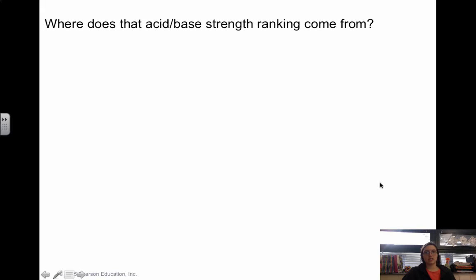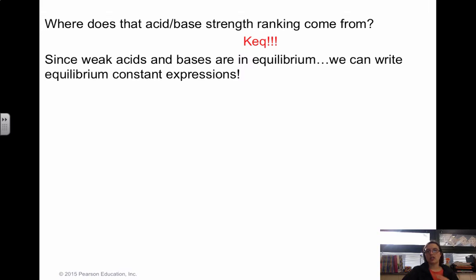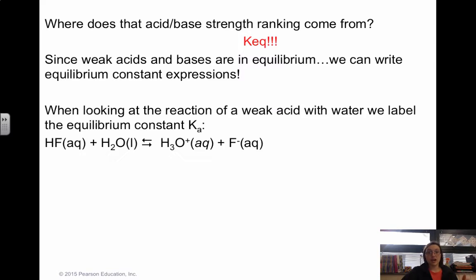It only partially dissociates. So where does this acid-base strength ranking come from? How do we know if something is a strong acid or a strong base or weak acid or weak base? Well, we have to actually look at Keq. We look at the equilibrium constant. Since weak acids and bases are in equilibrium, we can actually write equilibrium constant expressions. So in looking at the reaction of a weak acid with water, remember HF is a weak acid. So we have weak acid plus water. We can actually write the equilibrium constant Ka. Ka is the acid dissociation constant.